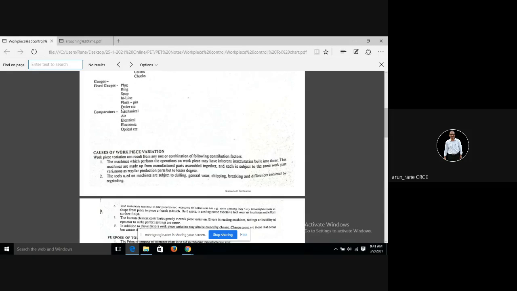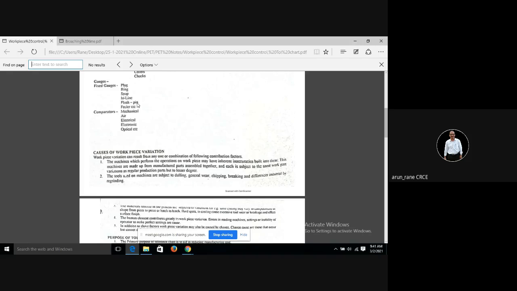Then feeler gauge is used for checking the gaps. You will learn more about this in metrology and quality control. Right now you just remember the plug gauge and how to use it. In the process sheet, you also have to mention what type of gauges you are going to use. You are not going to design the gauges. You can design the gauges, but in the process sheet you just have to mention the gauges. So we should be able to take the decision whether to go for a plug gauge or a snap gauge. That's all.